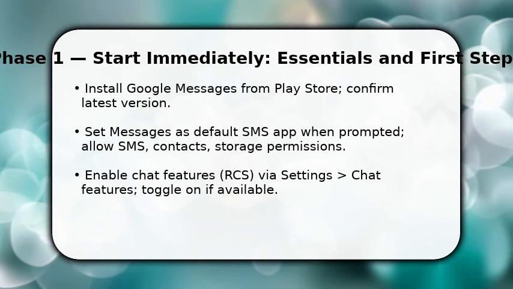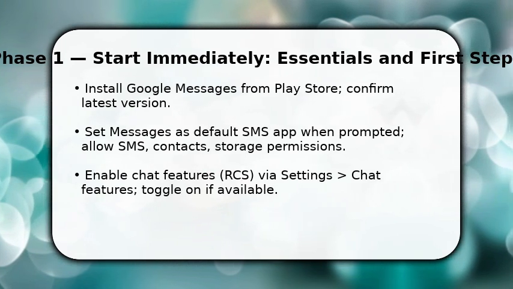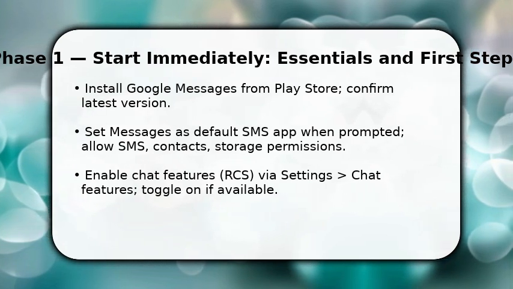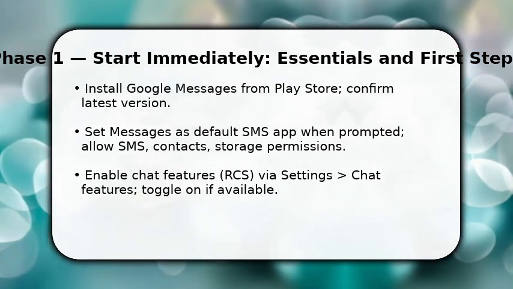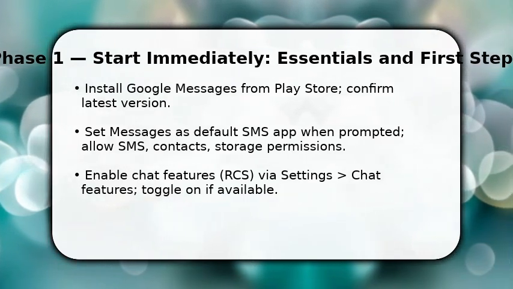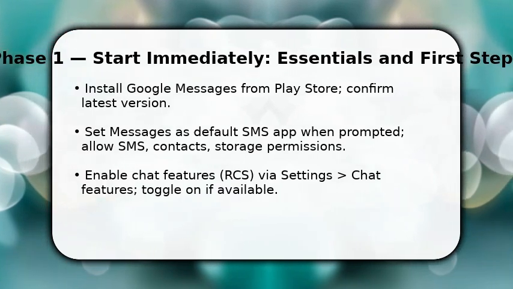Next, enable chat features for RCS-rich messaging. This upgrades texts to read receipts and typing indicators. Once done, the app can use Wi-Fi or mobile data for richer conversations, which reduces SMS costs and improves media delivery. Keep your phone number verified to ensure chat features activate reliably.